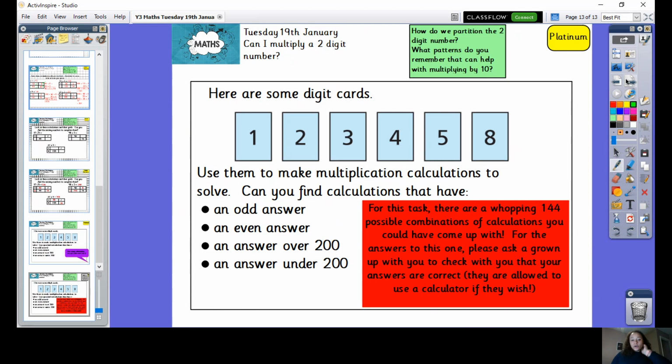Did you find one that had an odd answer? Did you find one that had an even answer? What about an answer over 200? How did you get that one? And what about an answer under 200? Your adult is allowed to use a calculator to help you with this. I don't mind that part.